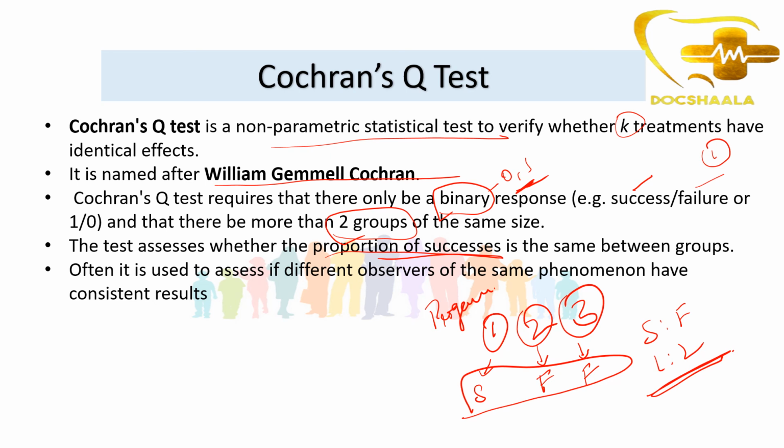It is often used to assess if different observers of the same phenomenon have consistent results. So if different observers of the same phenomenon are getting the same results, we can use it to assess the same thing in view of different observers. Okay.